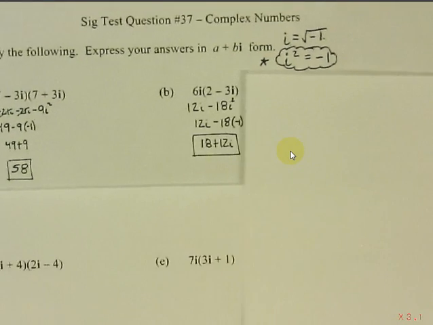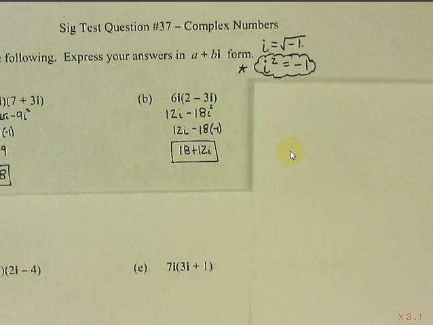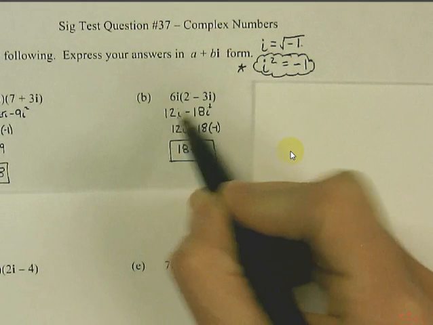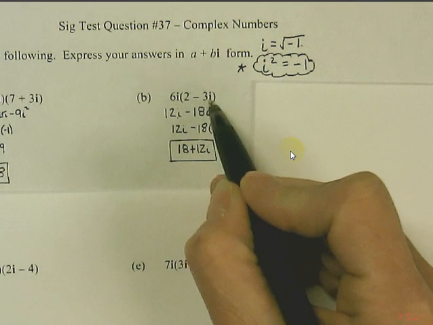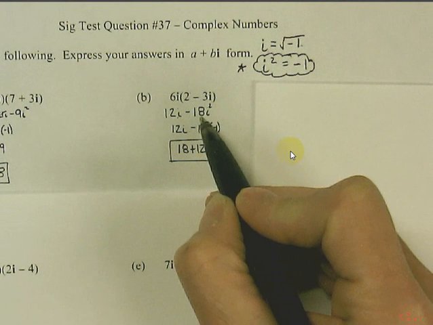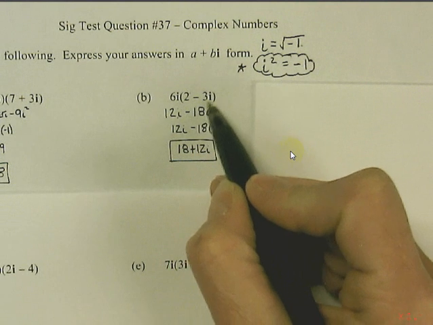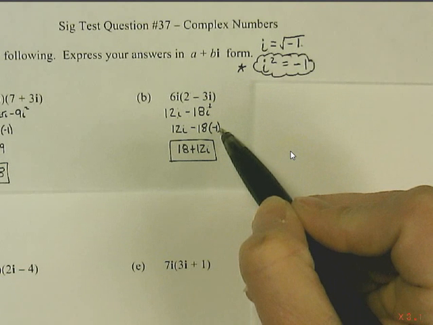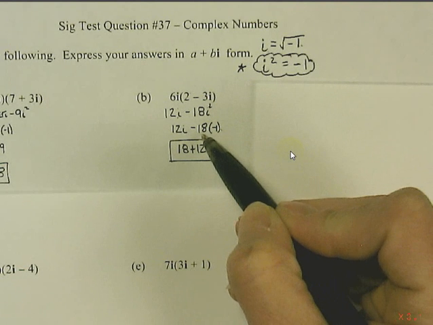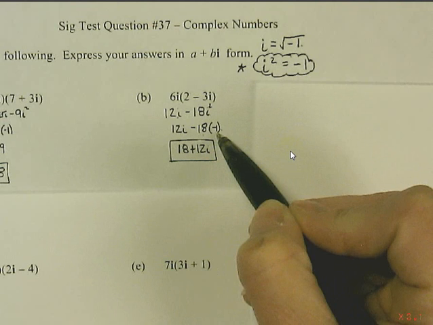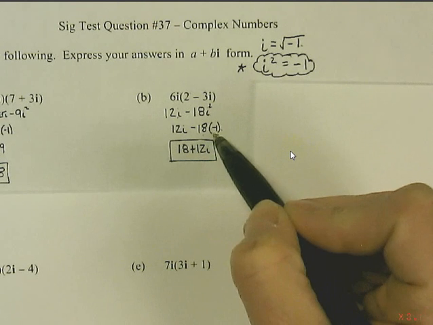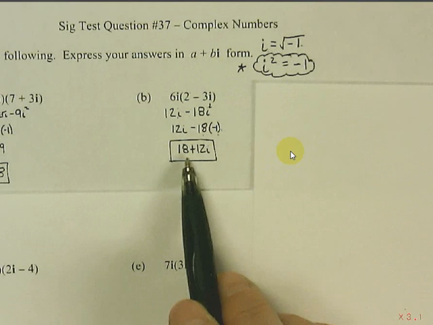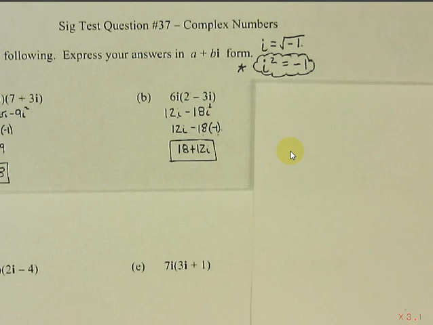Okay, the second problem is just distributing the monomial here. So 6i times 2 will give you 12i. 6i times negative 3i will be a negative 18i squared. Again, never leave i squared in your answer because we replaced that with a -1. So the negative 18 times -1 will give us a positive 18. Remember, we want to rewrite this in the form a plus bi, so we get 18 plus 12i for our final answer.